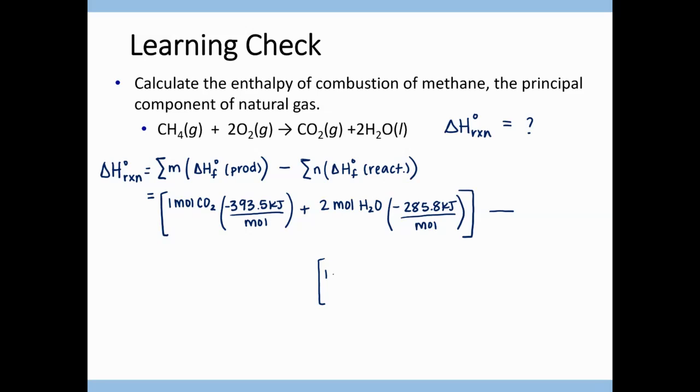So we form 1 mole of CH4, multiply by the standard enthalpy of formation. If you go back to your table, it's negative 74.81 kilojoules per mole. And then our second reactant is oxygen. We have 2 moles of oxygen. Its standard enthalpy of formation is 0 kilojoules per mole. So I'm writing it out here. In the future, if you want to just ignore it, that's fine, because this is going to be 0 for any element in its standard state.